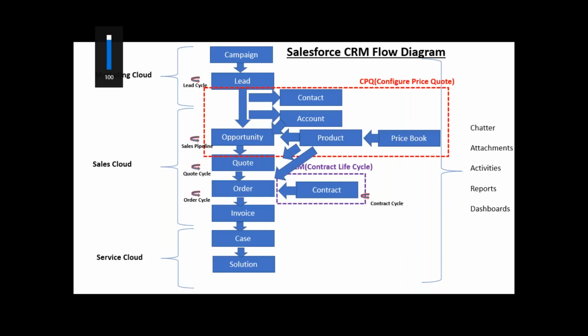Done? Right. Now let's understand this. This is the complete Salesforce CRM flow. You can see that there is Marketing Cloud, Sales Cloud, Service Cloud. Your Marketing Cloud consists of two, campaigns and leads. That's the reason I've given it there. Your Salesforce starts with campaign.